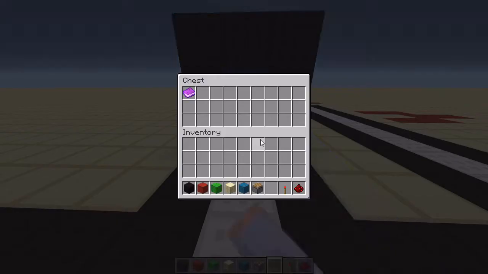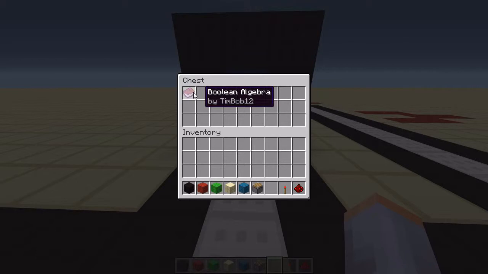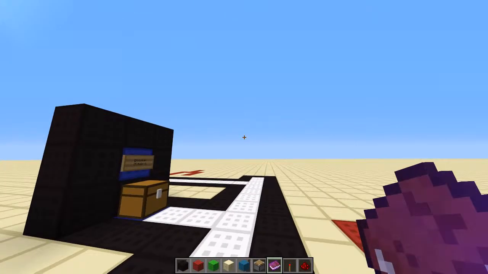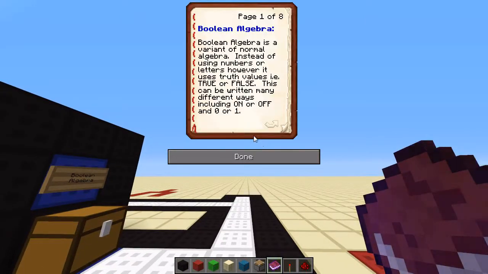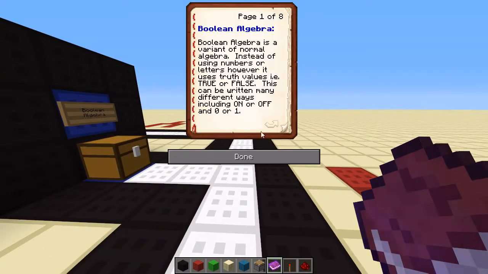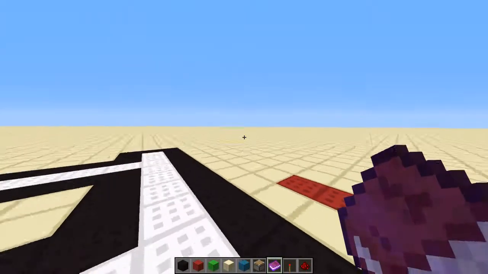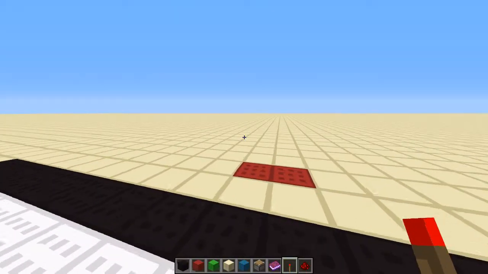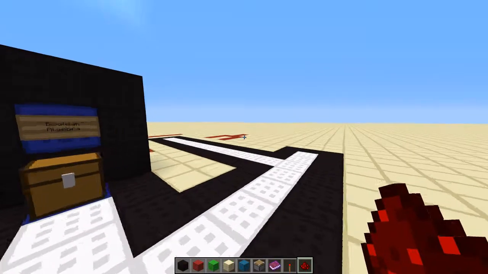Boolean Algebra. A lovely little book by Timbob12. Wonder who that is. Right, let's have a look in here. Boolean algebra is a variant of normal algebra. Instead of using numbers or letters, however, it uses truth values, i.e. true or false. This can be written many different ways, including on or off and 0 or 1. So, on or off, 0 or 1. That's how truth values work.